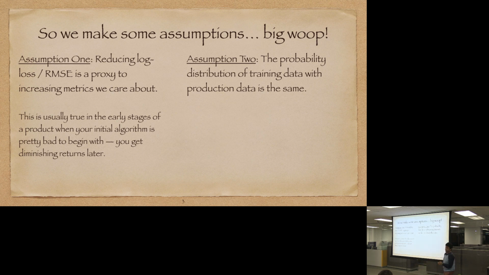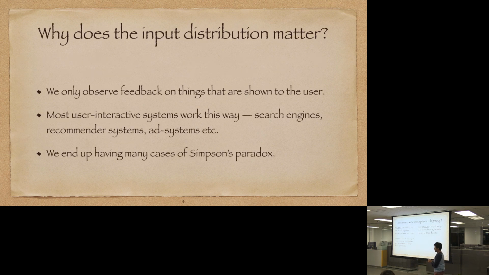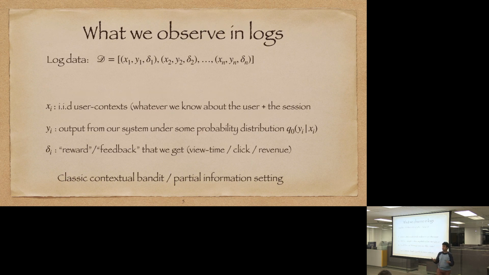Now, this is a problematic assumption because most of the systems that we deal with in production are user interactive systems, like search engines, recommender systems, ad systems, what have you. What that really means is you only get feedback on things you actually recommend to the user. So imagine a search engine. You only get feedback on things you show to the user, and because of that, you get Simpson's paradoxes.